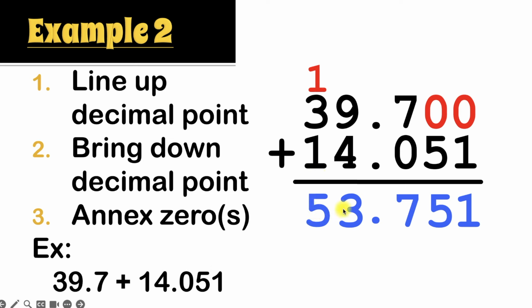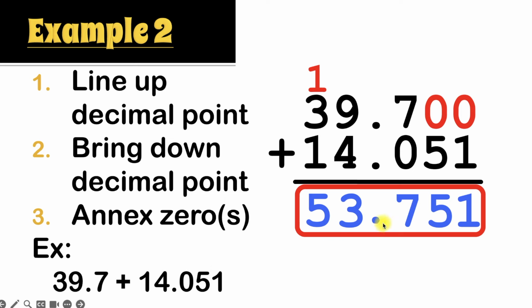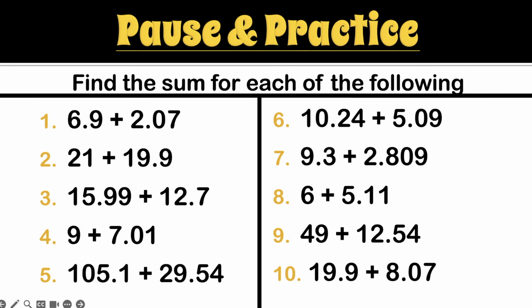Making our final answer 53.751. And the proper way to read this is 53 751/1000. So here's your pause and practice. Just pause and practice. Hit the pause button and try these questions. Once you're done and you think you have everything right, hit the play button to see if your answers are correct. Ready, set, go.